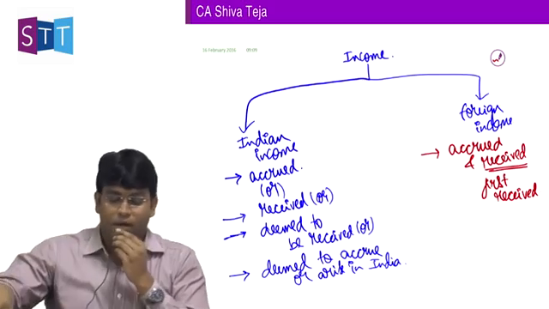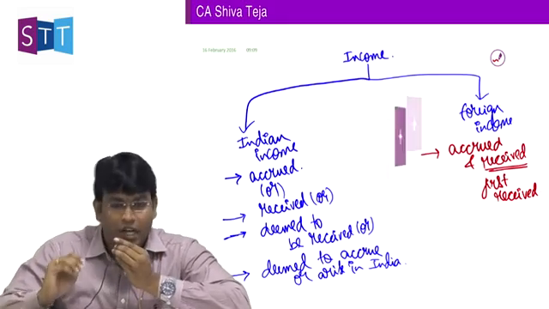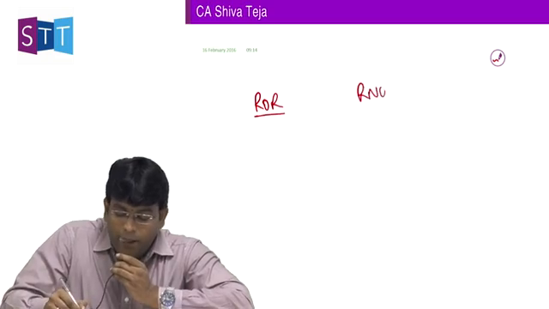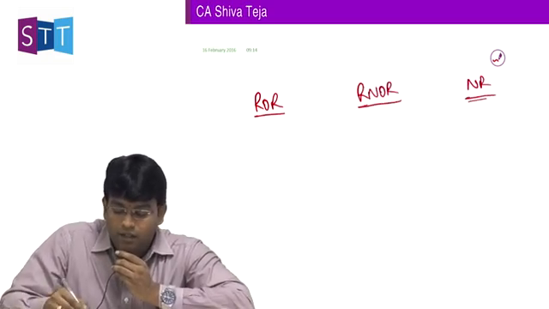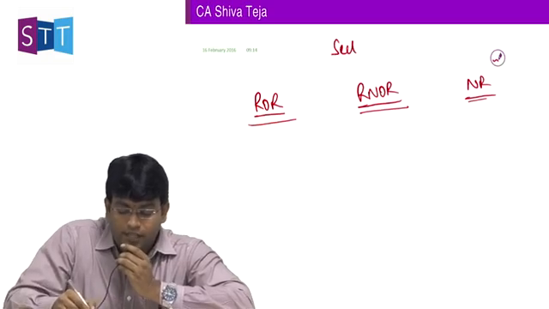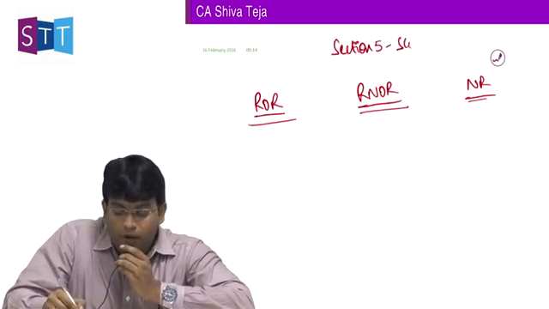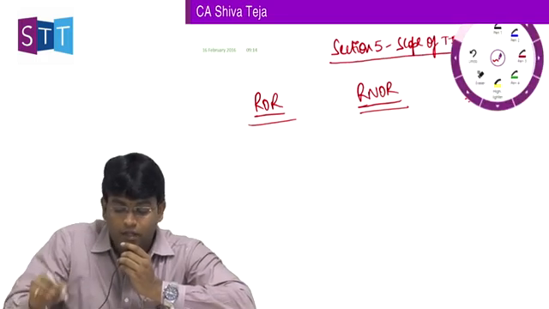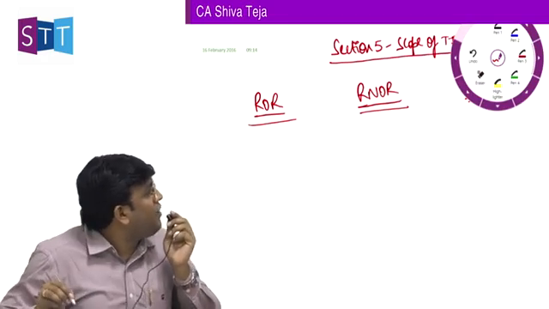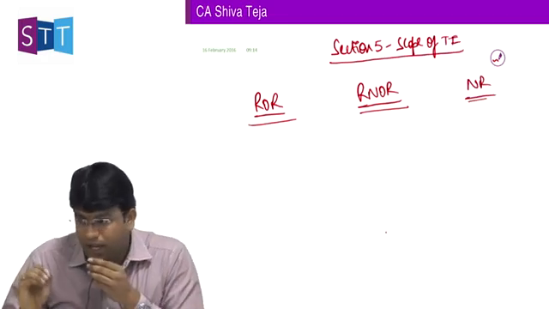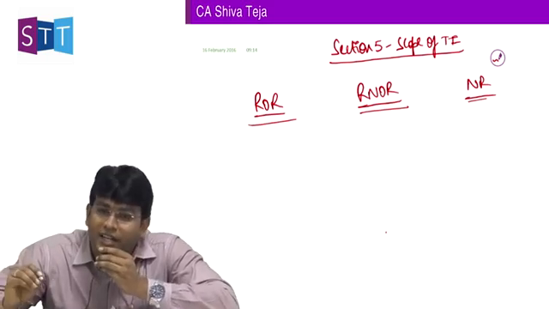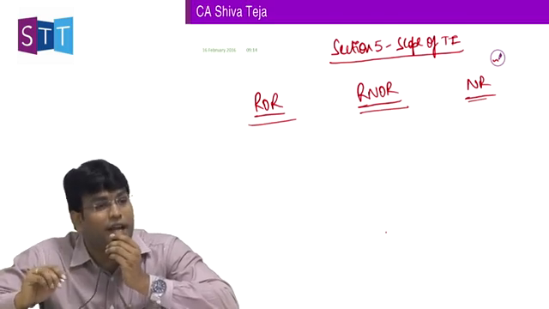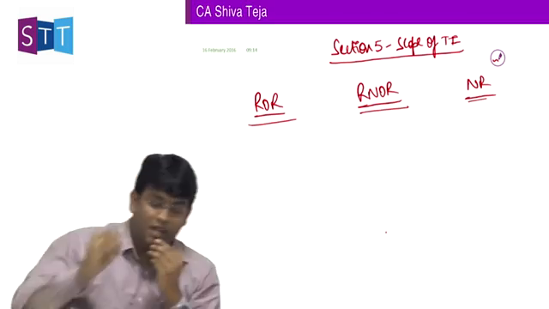Now, law says something like this. Friends, we basically have three categories: ROR, RNOR, NR. The concept I am teaching is all about section 5, which talks about the scope of total income. What is ROR? Resident and ordinarily resident. We know how to calculate. RNOR, resident but not ordinarily resident. NR, non-resident. Correct, my dear friends?